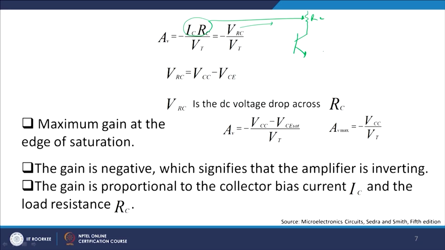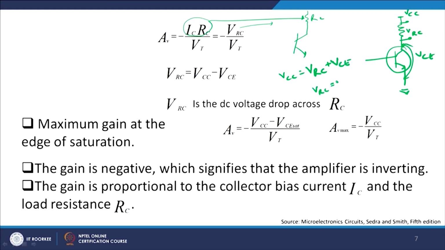VCC minus VCE. Remember why? Because you had a resistance here, and VCC is this one, so VRC is this voltage between these two points, and this is VCE. So, I can write VCC equals VRC plus VCE, fine, and therefore we can write VRC equals VCC minus VCE.